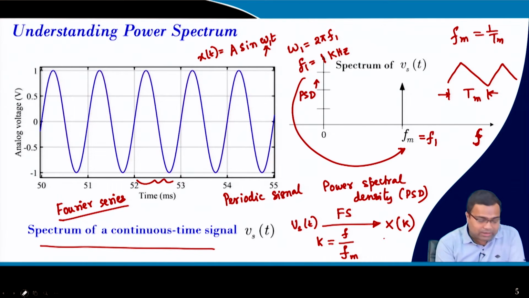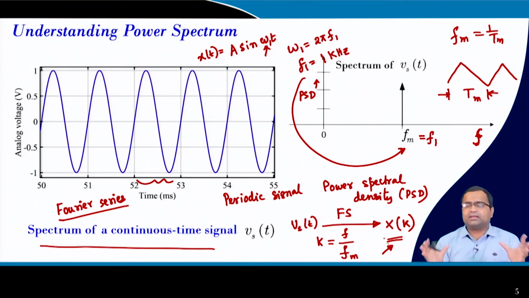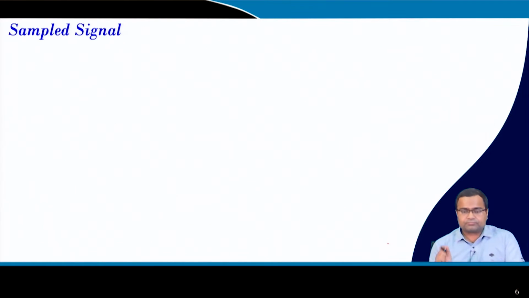we want to see what the power content is, because we can apply Parseval's theorem and find out what the power content is in this signal, that means in the Fourier domain, then you will find the power spectral density.